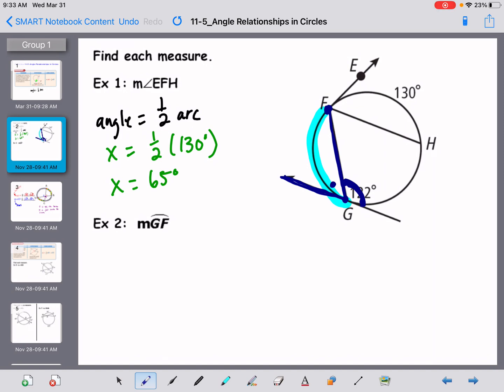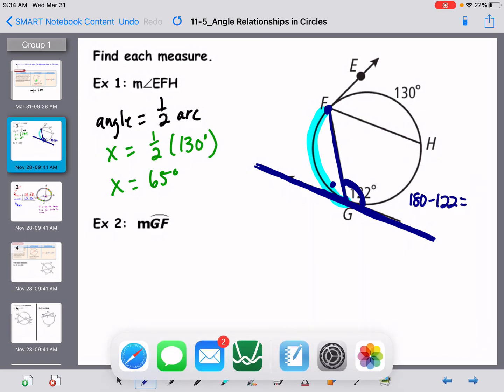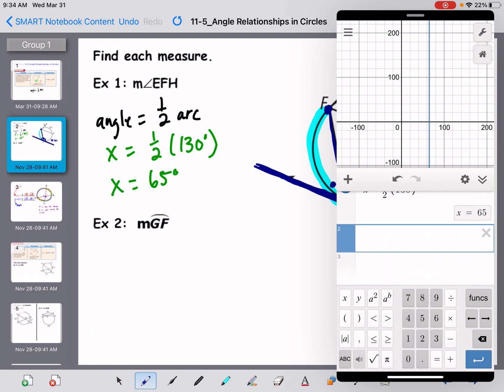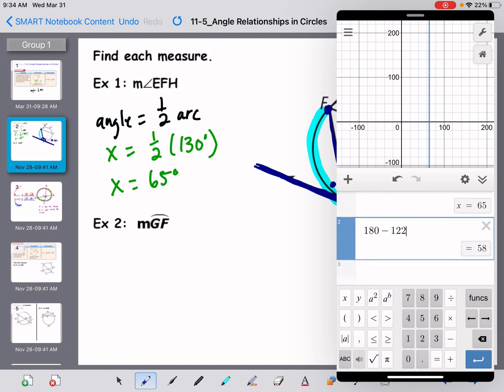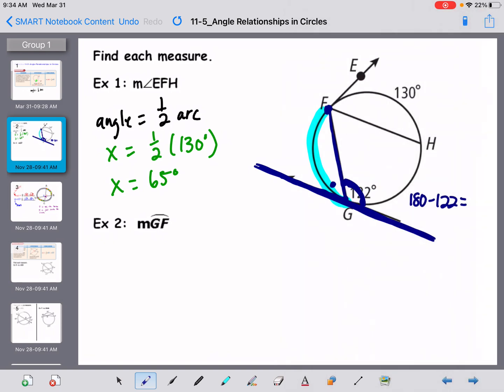Do we remember how to find that? We're on a straight line. We haven't done a problem like this in a while, but a straight line would add to 180 degrees if you add these two angles together. So you would do 180 minus 122, which is 58. So this angle would be 58 degrees.